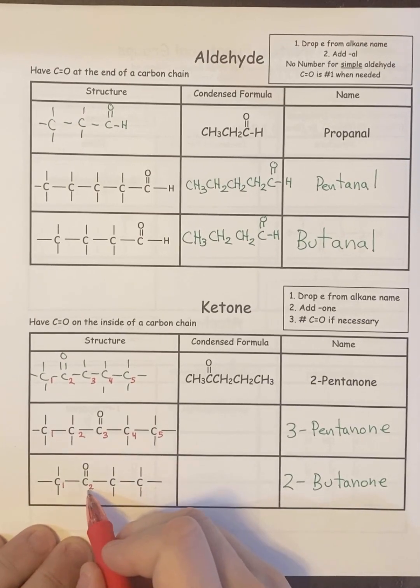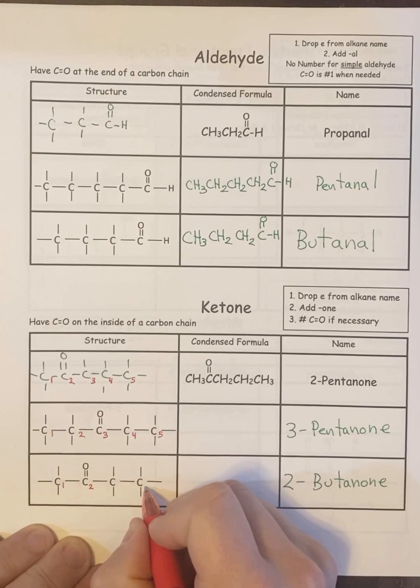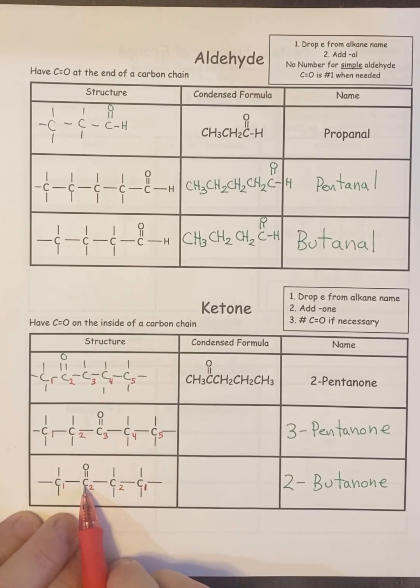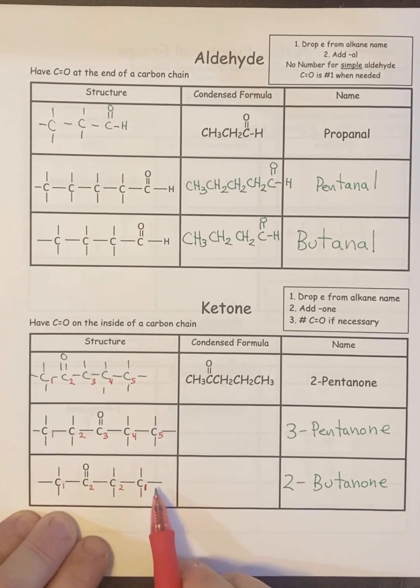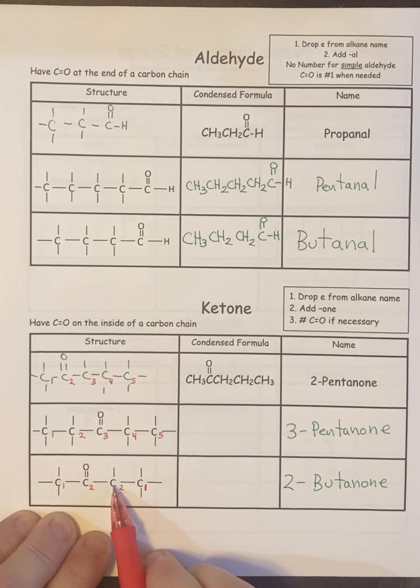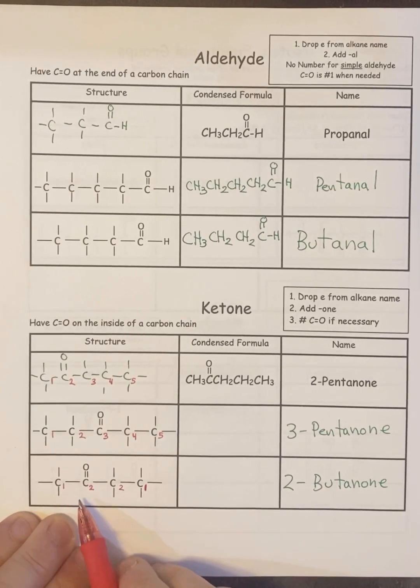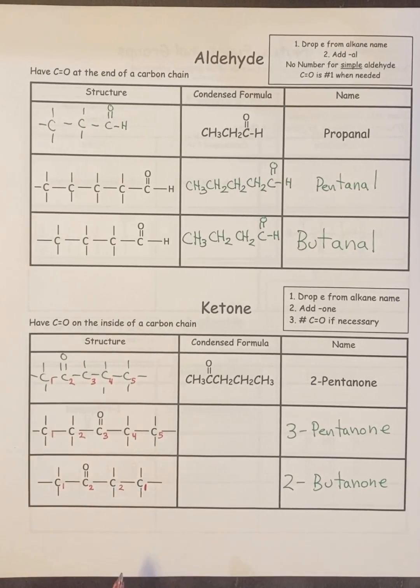If I put it here, I call it carbon 2. If I put it here, I would just call it also carbon 2. In other words, if I put the double bond O on this carbon, I call it 1,2. If I put it on this carbon, it's 1,2. That's not a different version. And it can't be on carbon 1 because then it wouldn't be a ketone anymore, because it has to be in the middle.